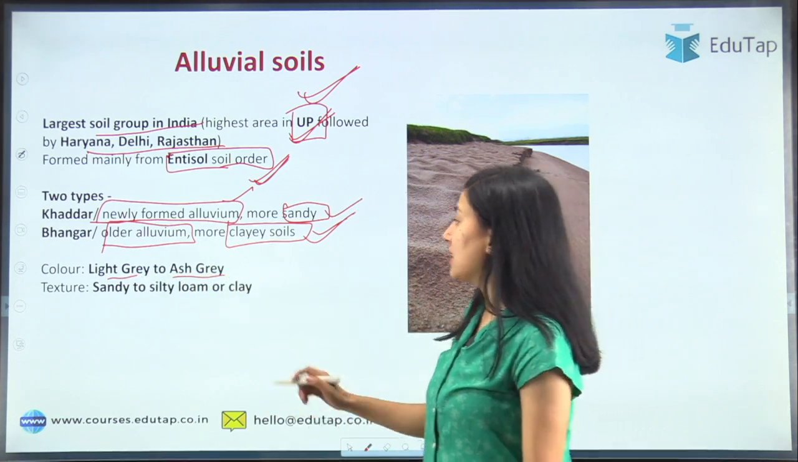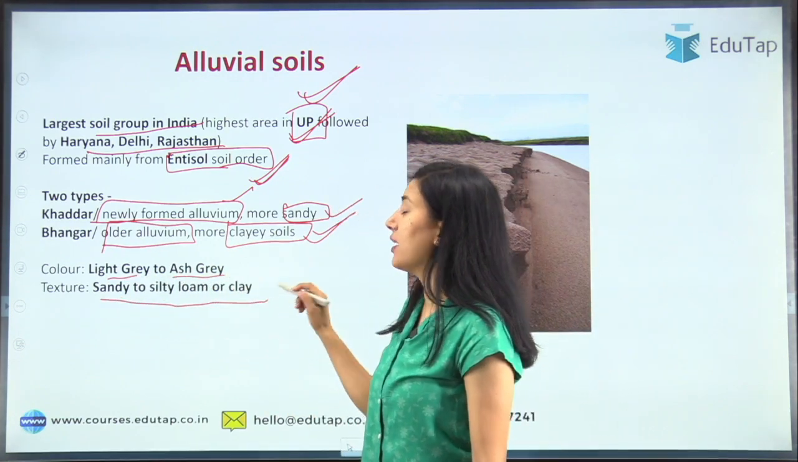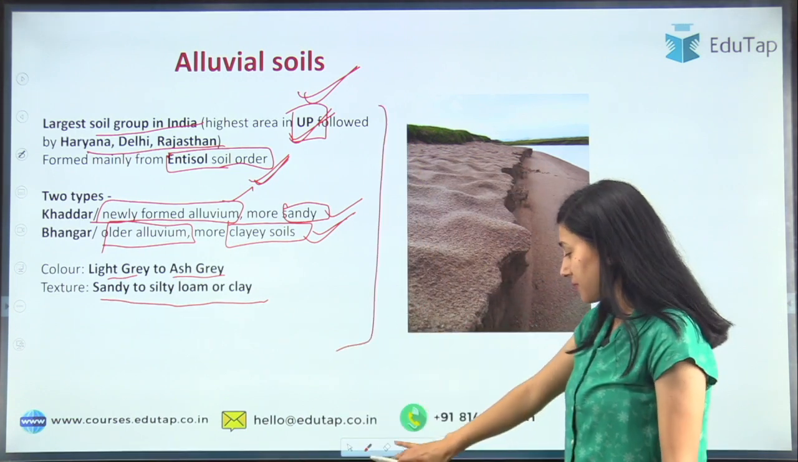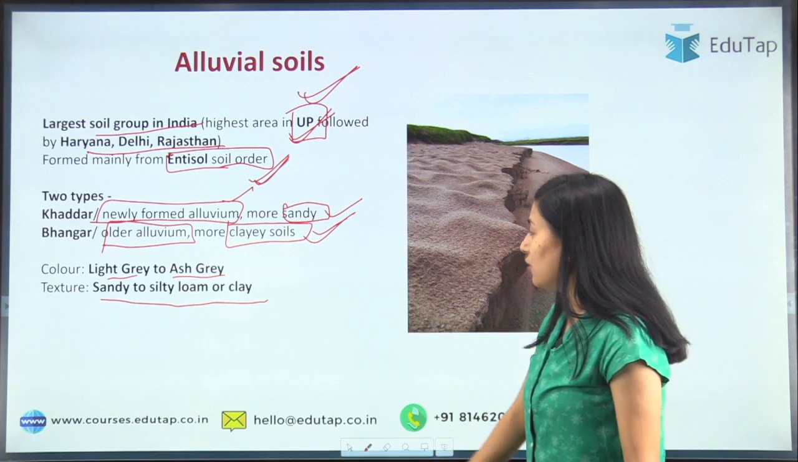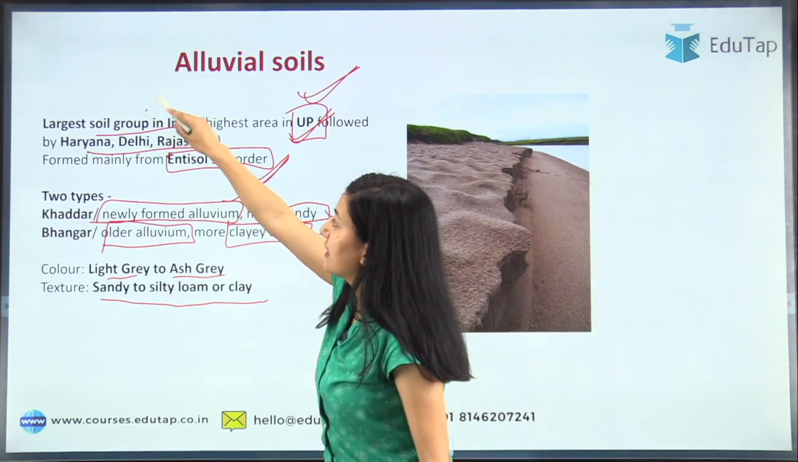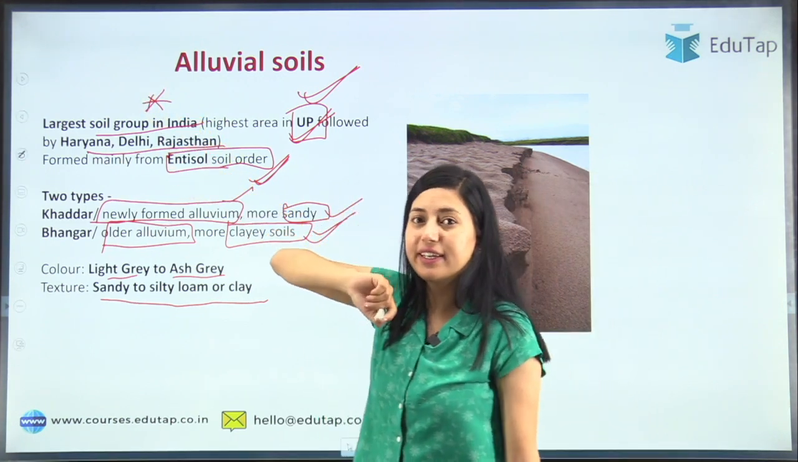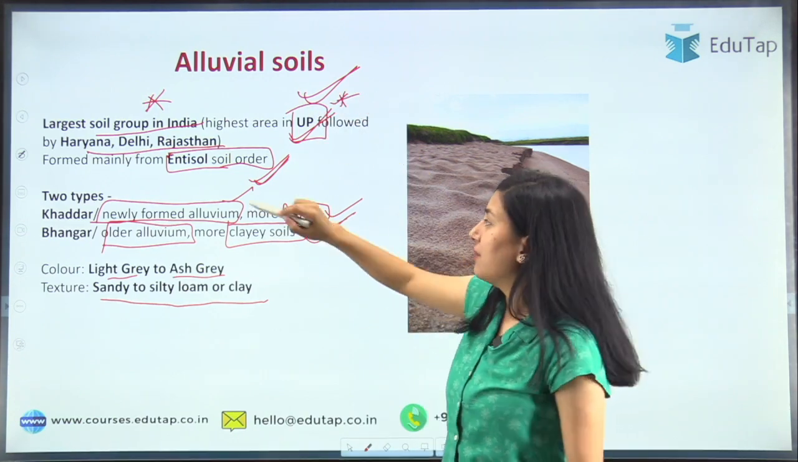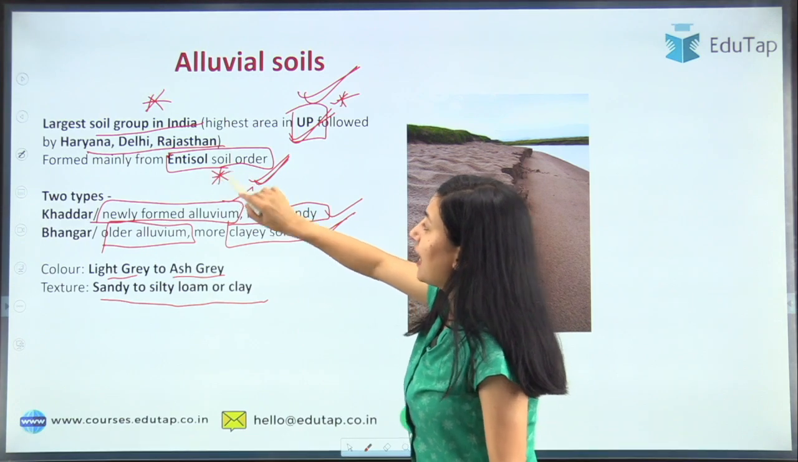Okay, and texture varies from sandy to silty loam or clay. So this is all about your alluvial soil, students. Now what you have to remember here is that it is the largest soil group present in India, with the highest area in Uttar Pradesh, which is formed from the Entisol soil order.